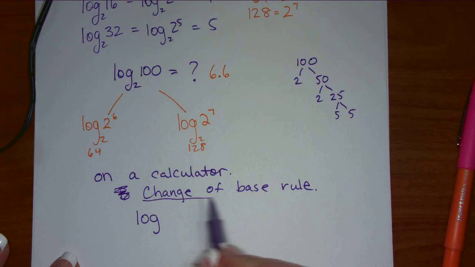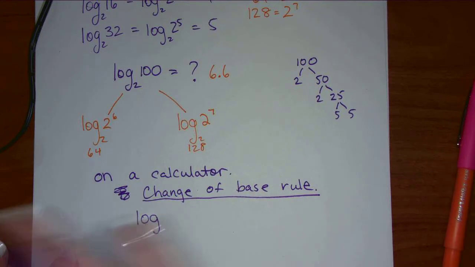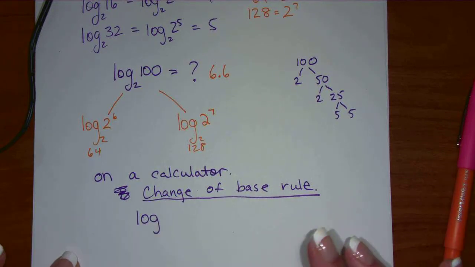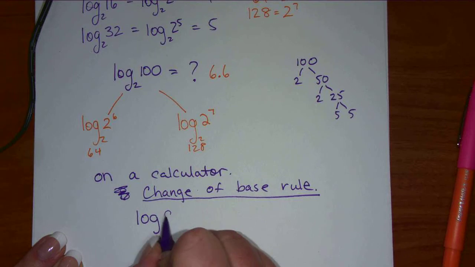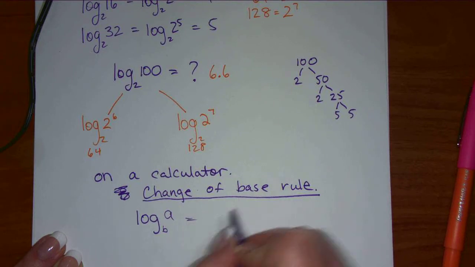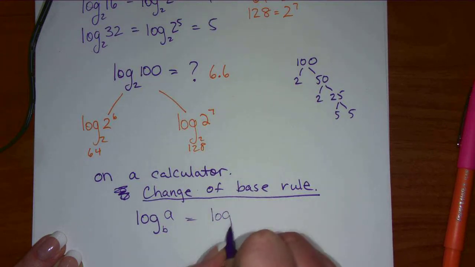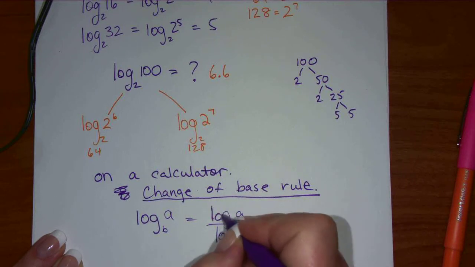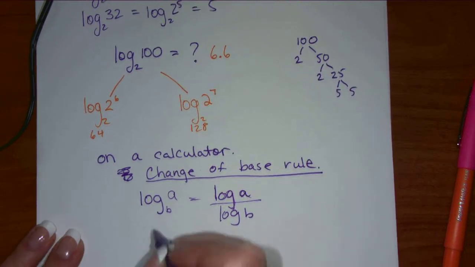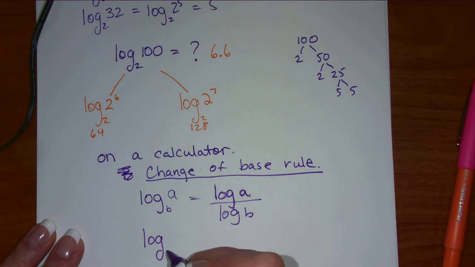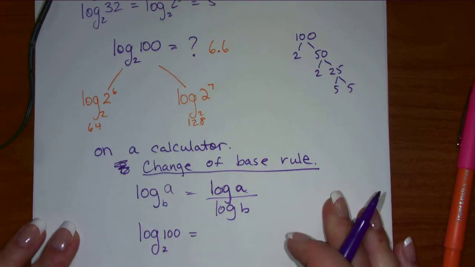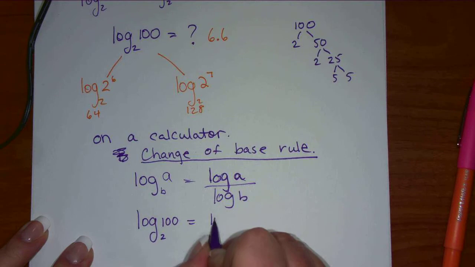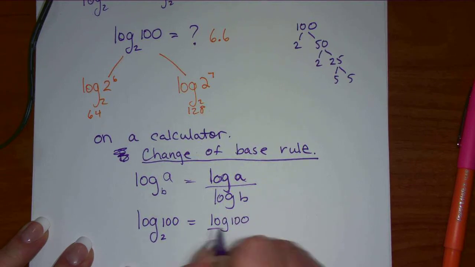And the rule's actually really easy. If this is an A and this is a B, then this is log A divided by log B. So if we wanted to figure out log base 2 of 100, what I plug into the calculator is log of 100 divided by log of 2. So let's do it.